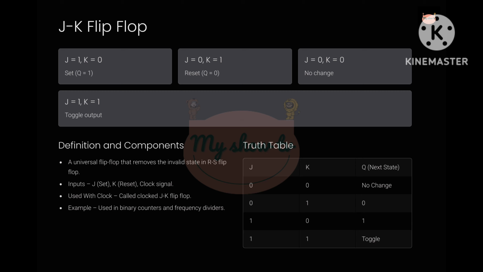Clocked JK flip-flop only responds when clock pulses are applied, providing synchronous operation. JK flip-flops are called universal flip-flops because they can act as RS, D, or T flip-flops by adjusting input conditions. Example: used in binary counters and timers where toggling is required with each clock pulse.